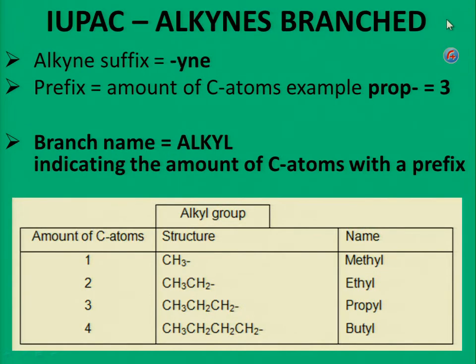Naming alkynes. The alkyne suffix is -yne. Therefore, at the end of the name, you get -yne. The prefix is then again prop, for example, 3 carbons. And then you can have alkyl groups.